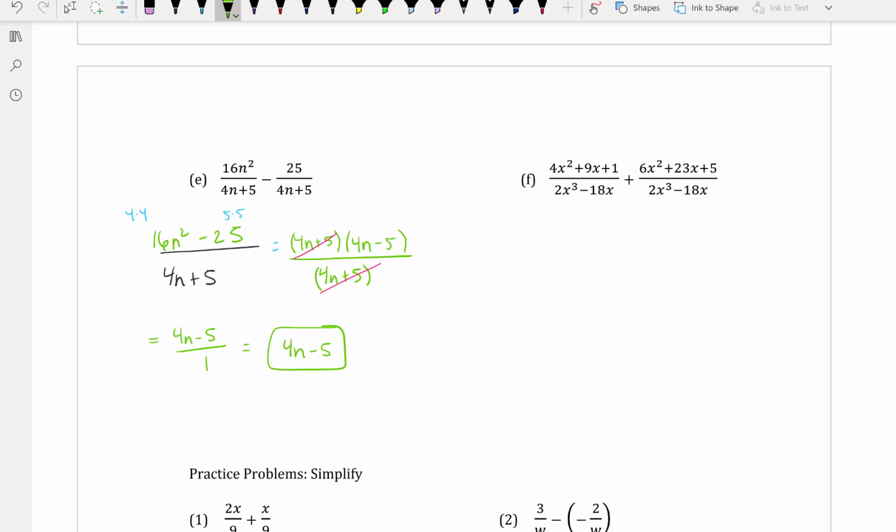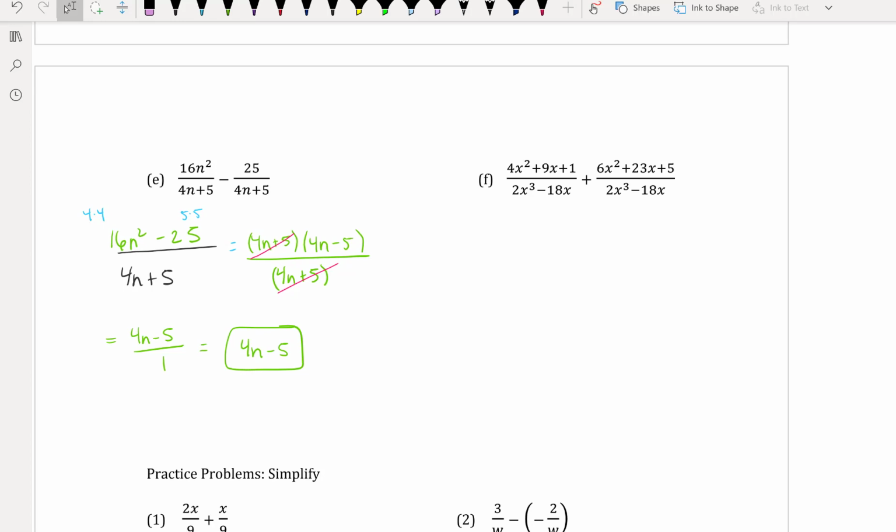Now, the next problem, letter F, I'm going to deal with my numerators, but the most important thing is, hey, let's check the denominators. I have 2x to the third minus 18x, and I have 2x to the third minus 18x. Perfect. The denominators are the same. So at the very least, I'm going to have a 2x cubed minus 18x because it's the exact same denominator.